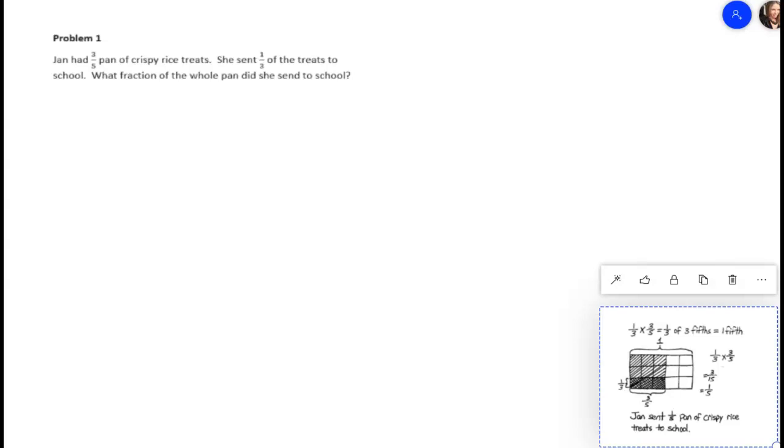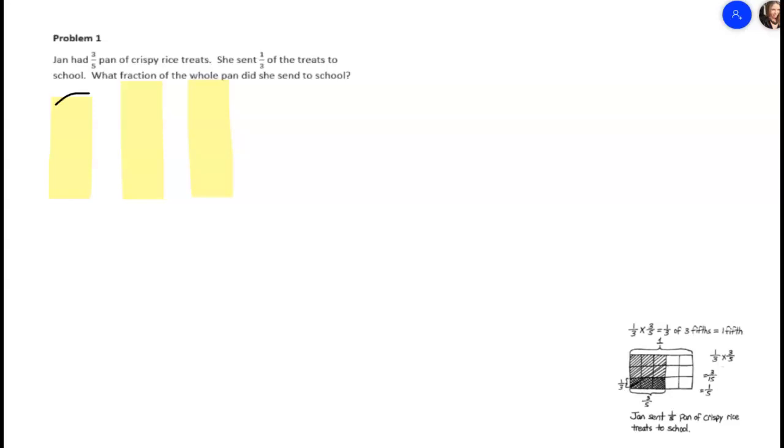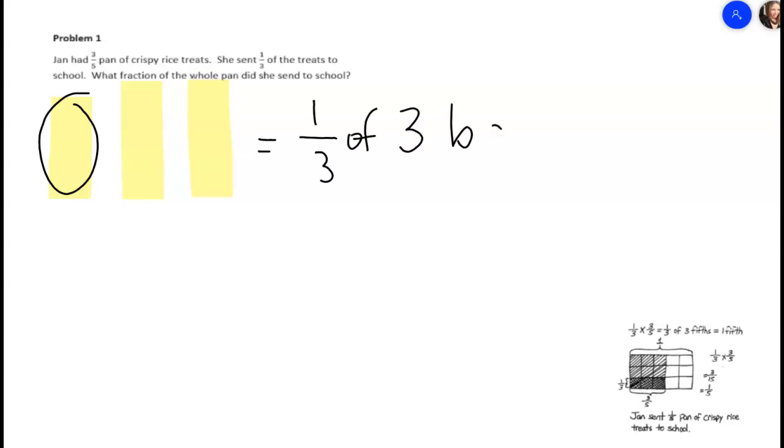Before we find 1/3 of Jan's 3/5, visualize this. Now, if there are 3 bananas, how many would 1/3 of the bananas be? Well, 1/3 of the bananas would be 1 banana. It would be 1 out of 3. 1/3 of 3 bananas.